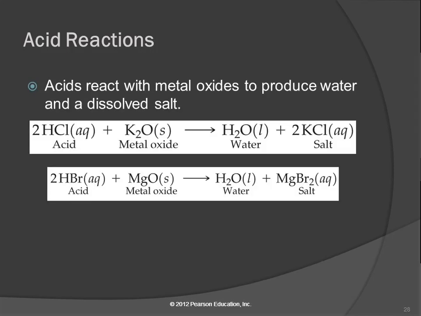Another type of acid reaction is where an acid reacts with a metal oxide. So HCl reacting with potassium oxide will also form water and salt. Hydrogen bromide or hydrobromic acid with magnesium oxide, water and salt. So that's another pattern to be aware of.